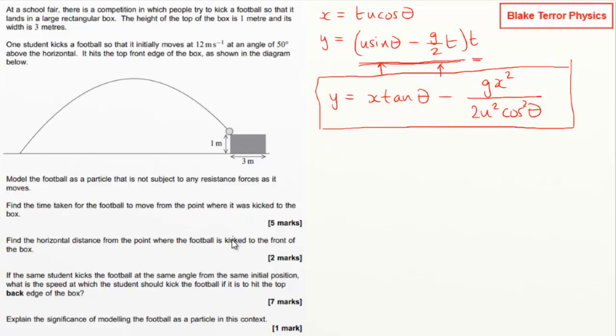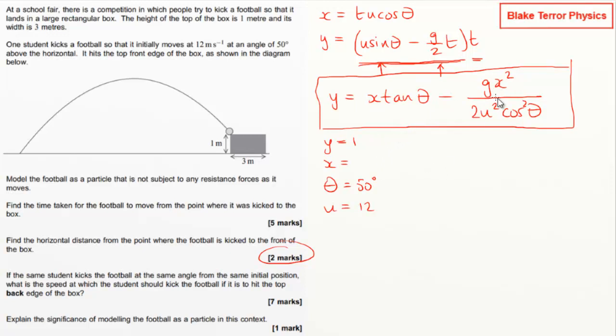So for the first part of the question, we've got y is equal to 1, x we don't know. That's what we've got to work out. Actually, for the second part of the question, we have to work out x. We've got that theta is 50 degrees, and we've got that u is 12. So we can tap all of this stuff in and work out what x is. We've got an x squared, so we do have to put it into the quadratic formula.